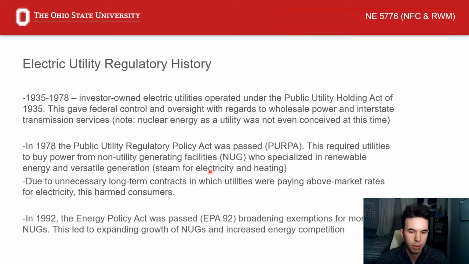This enactment was poorly handled, resulting in unnecessary long-term contracts that these utilities had to sign. They were paying above market rates for electricity, and this eventually harmed consumers, and still in a way harms consumers in the long run. So in 1992, the Energy Policy Act was passed. This brought in exemptions for some of those NUGs. This led to expanding growth of those and increased energy competition. And I do apologize, this is cutting off part of the slide.